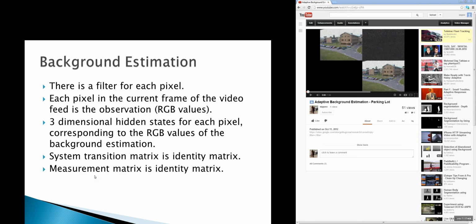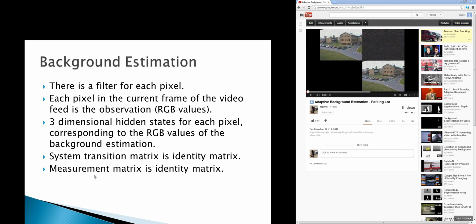We assume that there is a filter for each pixel. Each pixel in the current frame of the video feed is the observation, the RGB values. We assume a three-dimensional hidden state for each pixel, and each dimension will correspond to the RGB values of the background estimation. We will assume that the system transition matrix is identity, and the measurement matrix is also an identity matrix. Why do we make these assumptions?